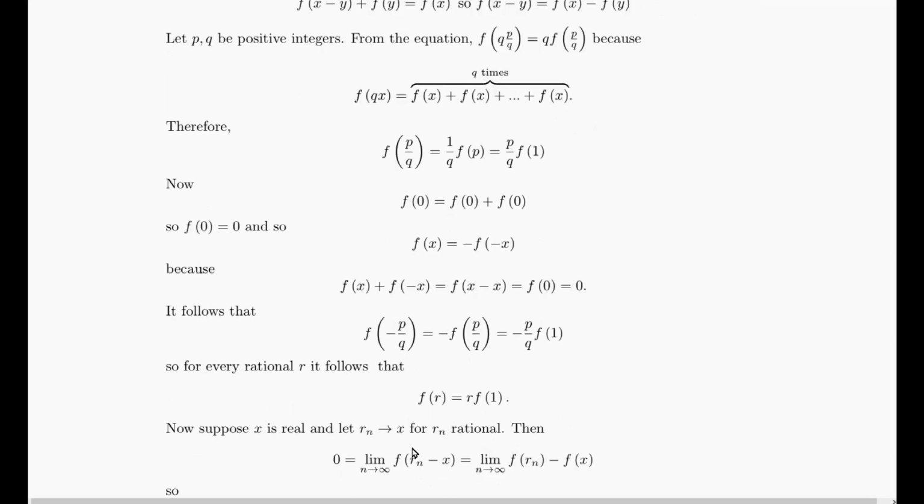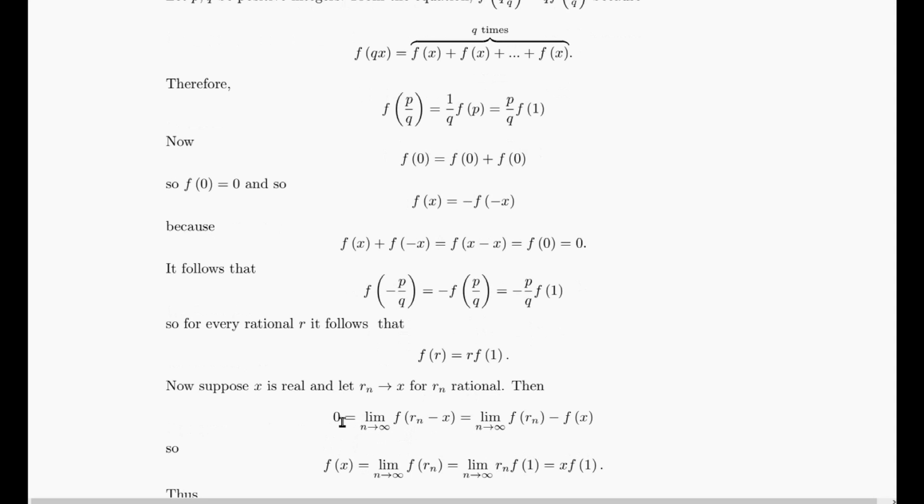So what I've just shown is that in every case, without any exception, not even having to look at any assumptions of continuity, it follows that f of a rational number is the rational number times f of 1. So now, suppose you have a real number, and maybe it isn't rational, but you can let r sub n converge to x, where r sub n is rational. Then 0 is equal to the limit of this. Now, why would that be true? Well, this is where you're using the assumption that f is continuous at 0. This expression converges to 0, so the limit of this must equal f of 0, which, as we saw above, is equal to 0.